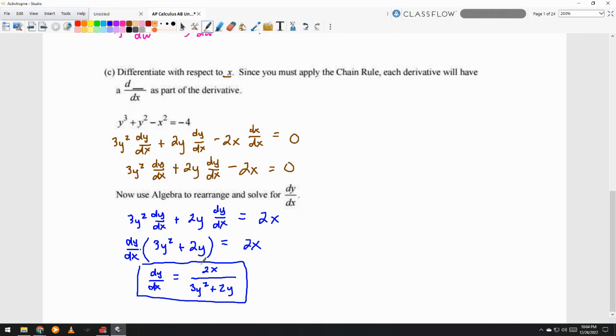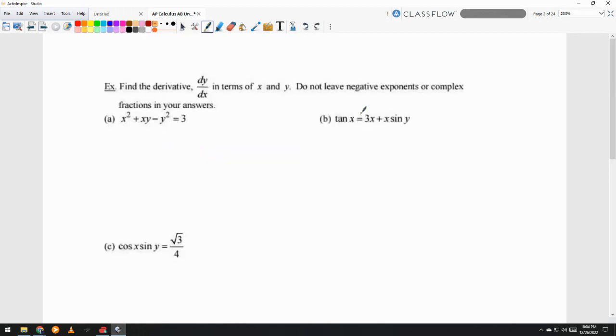So we're going to see some examples on the back of problems just like this one, where we're going to implicitly differentiate the function, then solve for the dy over dx each time. Find the derivative dy over dx in terms of x and y. Do not leave negative exponents or complex fractions in your answers.